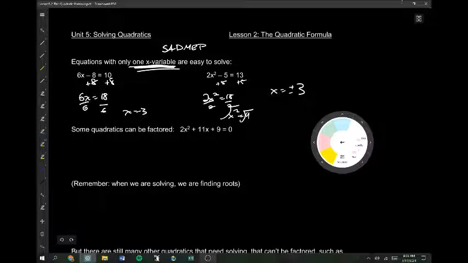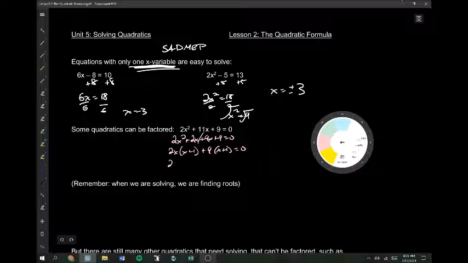If there's two variables, we have to get tricky. Maybe the equation is factorable. Some expressions can be factored, and if they can be factored, they can be solved pretty easily. This one factors into 2x squared plus 2x plus 9x plus 9. Cut it in half and pull a 2x out of one side, and pull a 9 out of the other side.